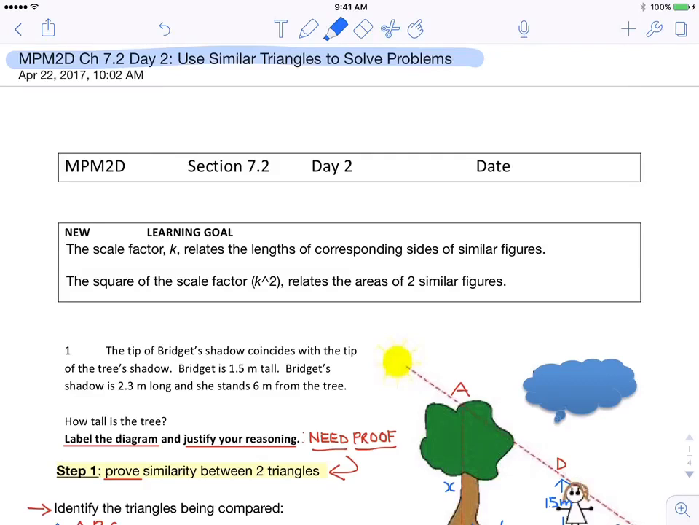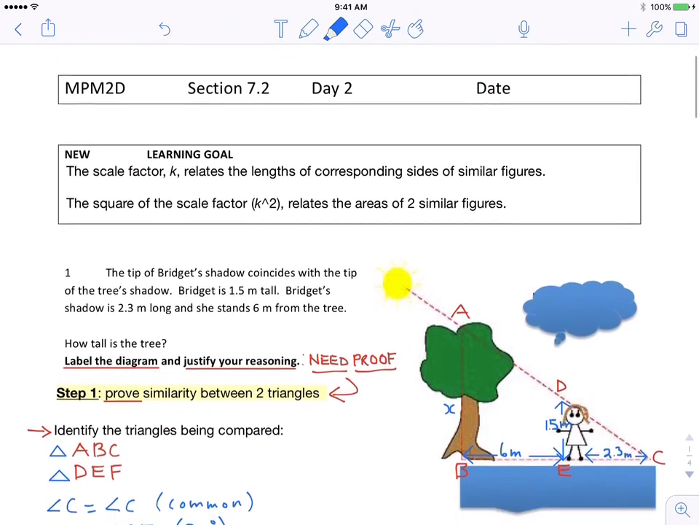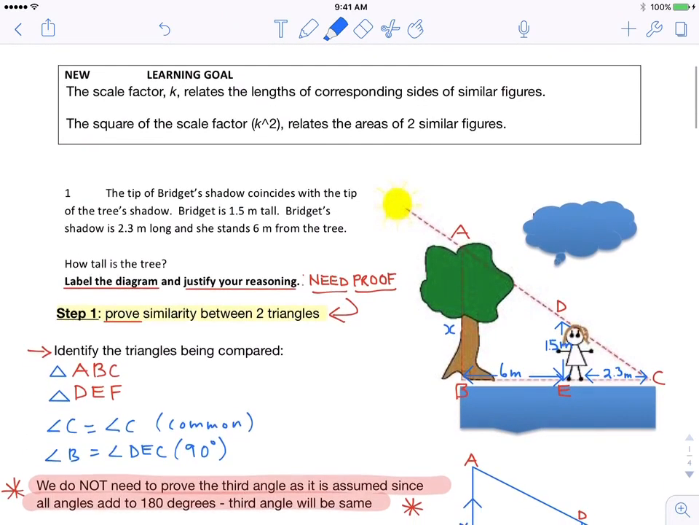Okay, gentlemen, today we're looking at 7.2 day 2, using similar triangles to solve problems. Our learning goals are somewhat similar to last time. The scale factor k relates the lengths of corresponding sides of similar figures, and the square of the scale factor, or k squared, relates the areas of two similar figures.